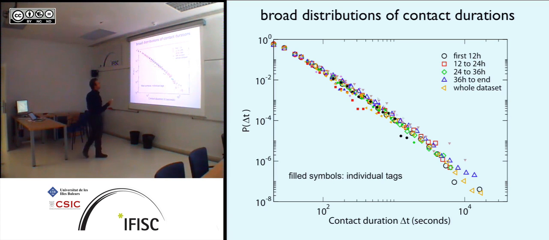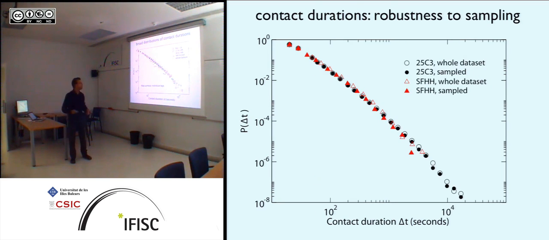You can also see that this goes very fast to a stationary distribution. If you sample the first 12 hours of data, or the second 12 hours, or the entire data set, or just one person, you always get the same distribution, which means that you can measure this reliably if you have partial sampling. In these cases, we had something between 50% to 95% sampling of the population.